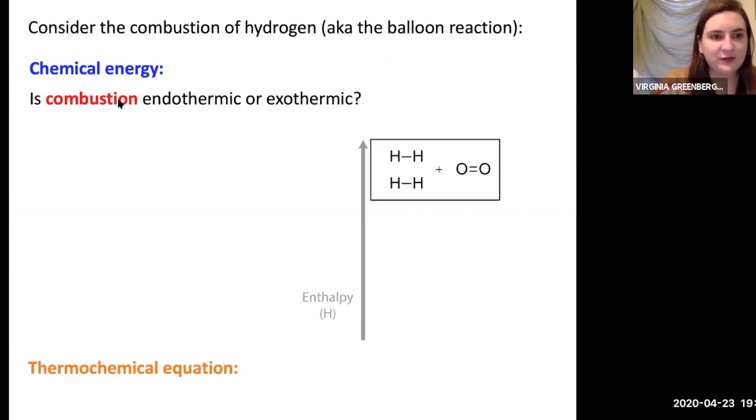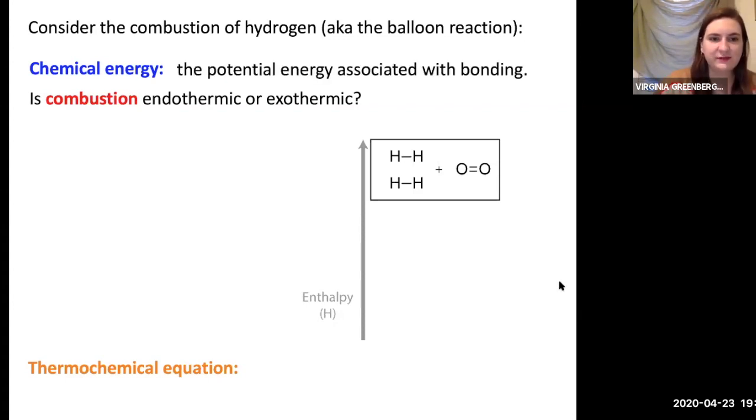And so one term that we should define for our conversation about thermochemistry is chemical energy. That's the potential energy that's associated with bonding. And so when we change bonding, we change the energy contained within our products or our reactants. That's where we get this change in enthalpy from. And so that combustion, as we've said a few times now, it's exothermic.